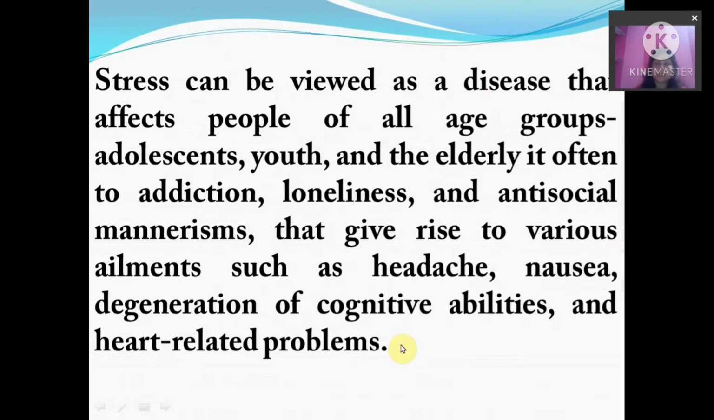Okay. So it is such an affair. It can mean stress. Any age group can be affected by it, whether it is youth, adolescents, or maybe elderly persons also. Anybody can be affected by this disease due to the happenings of life. And it leads to various diseases like headache, nausea, degeneration of cognitive abilities, and heart-related problems.